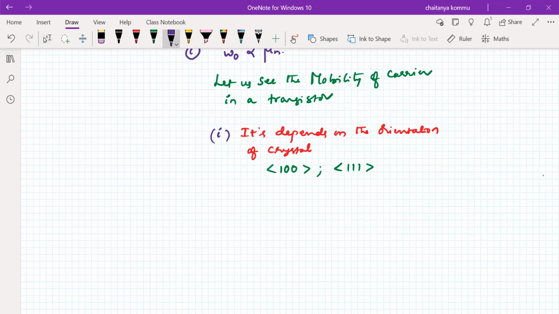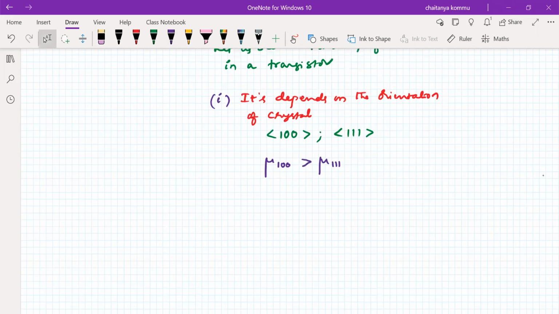Whether it is an electron or a hole doesn't matter. The mobility of the carrier in 100 oriented crystal is greater than the mobility of the carrier in 111 oriented crystal. So that's what we have to remember. The mobility of the carrier is not constant; it depends upon the orientation of the crystal, how we are cutting the wafer.